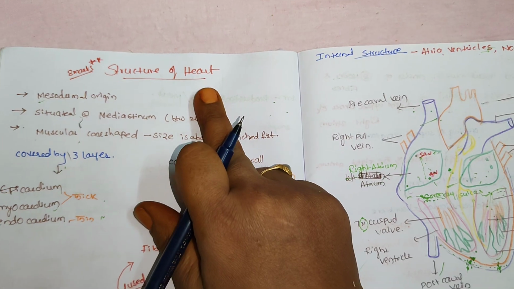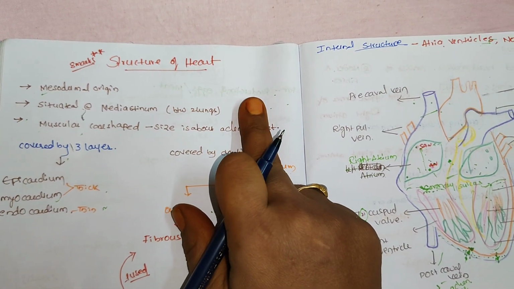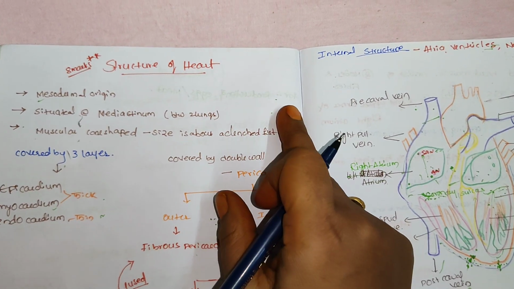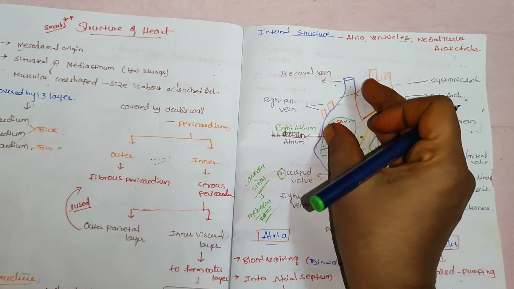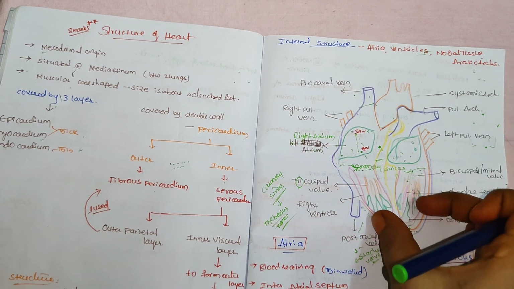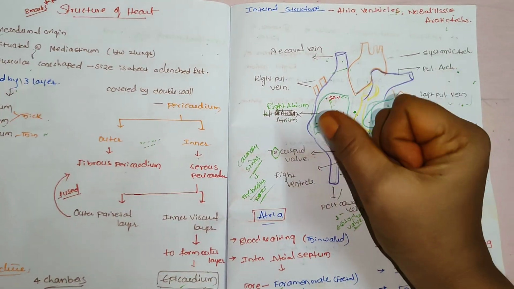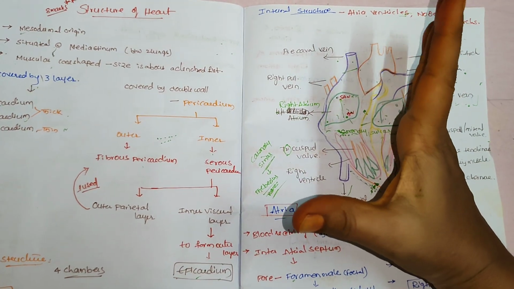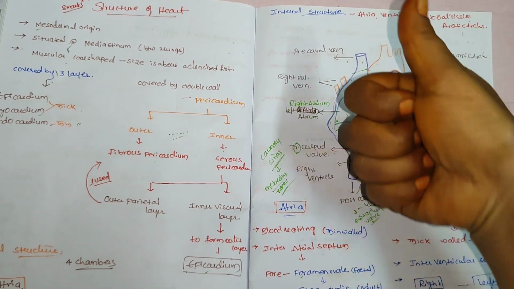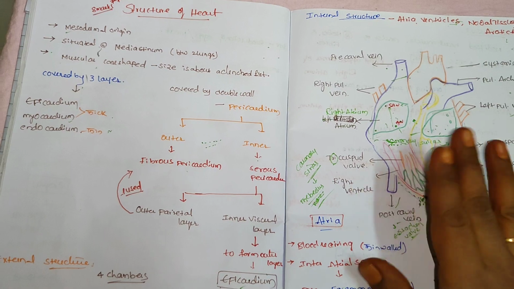So here the heart is originated from the mesoderm. It is situated at the mediastinum. Mediastinum means between the two lungs at the thoracic region. And also the heart is located slightly to the left side. And also it is a muscular and cone-shaped heart. And it has size about the clinched fist. Clinched fist means if we fold our palm like this, the size is called clinched fist. Every individual person having their heart size like their clinched fist.